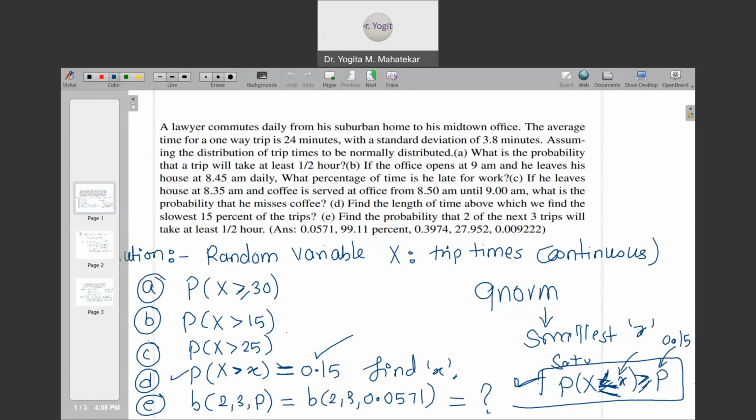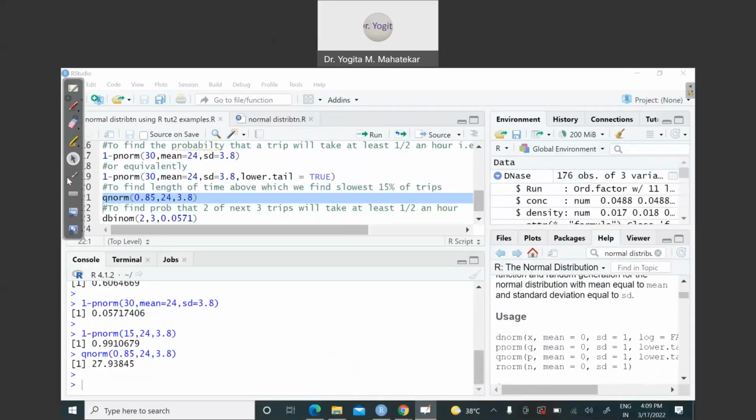Using R only, we have found part D. Now the probability from part D, I will take as the probability of success in part E, and the total number of successes we want is exactly 2 out of 3 trials. So it is B(2, 3, 0.0571) that we need to calculate to get the answer for part E of the question. Once this is clear, you apply the dbinom function, which gives you the density for a binomial probability distribution, for x equal to 2, n equal to 3, and p equal to 0.0571. I have already written that in the script file.